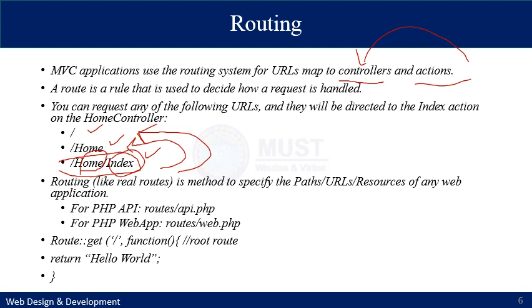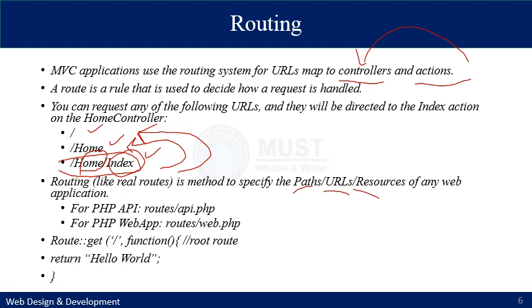Routing is like real routes. It is just like traffic routes. For example, if you want to access a specific part of your city, you have to follow certain roads to reach that part of the city. Similarly, if you want to access a certain part of your application, you have to follow certain paths or URLs to access that part of the application. So routing is a method to specify paths, URLs, and resources of any web application.